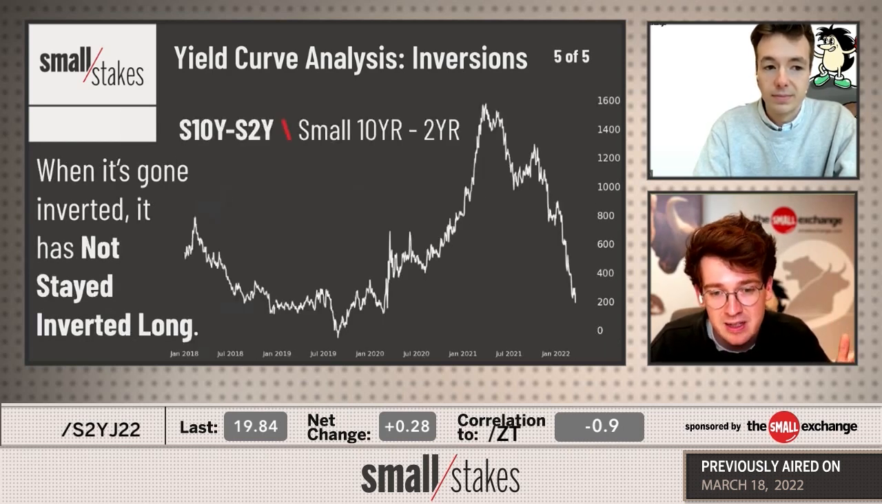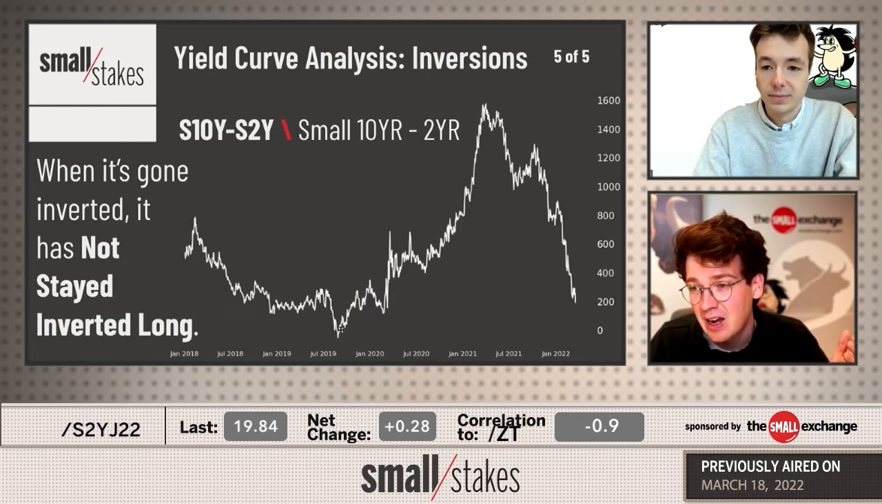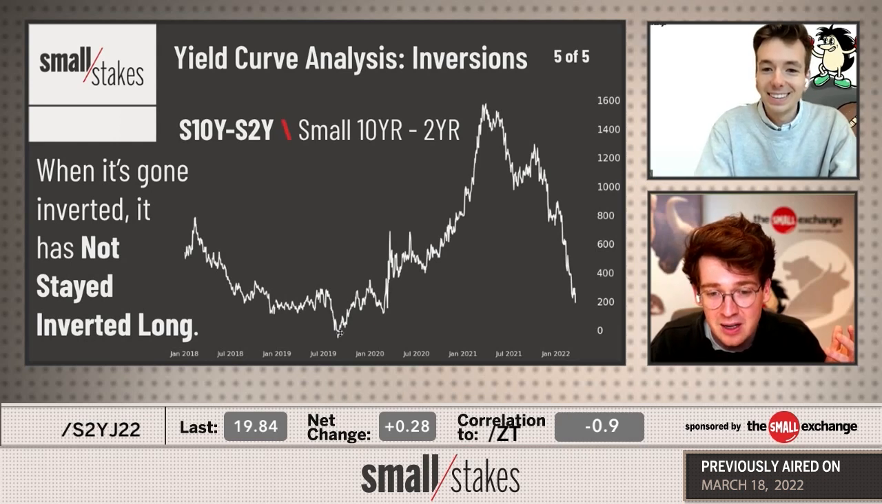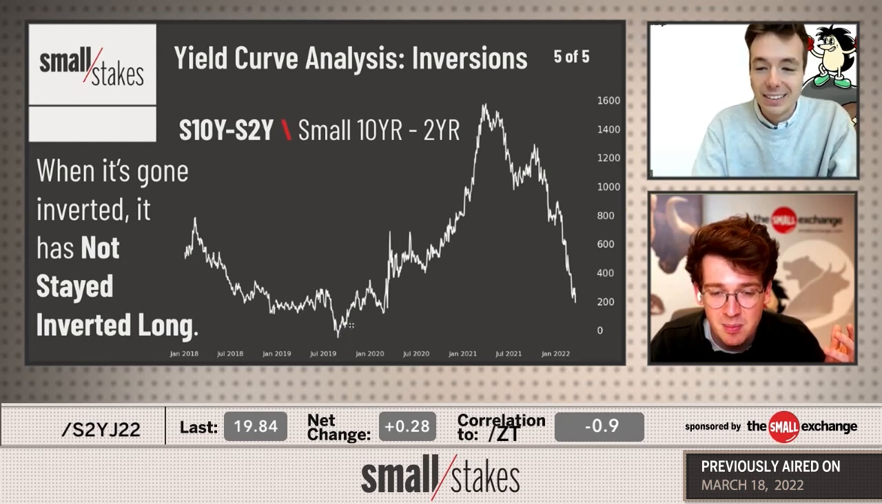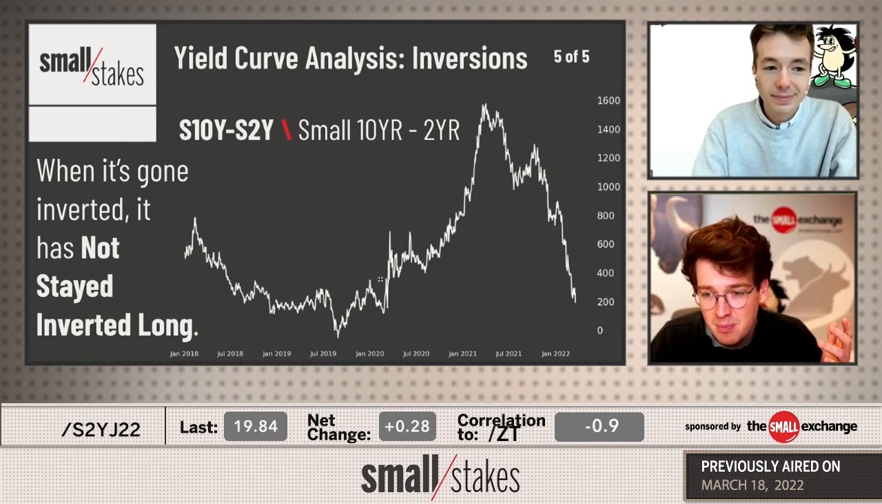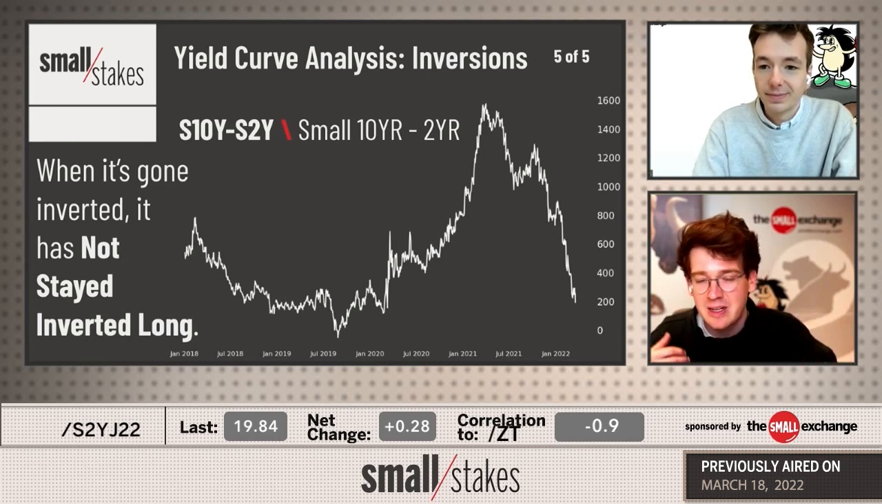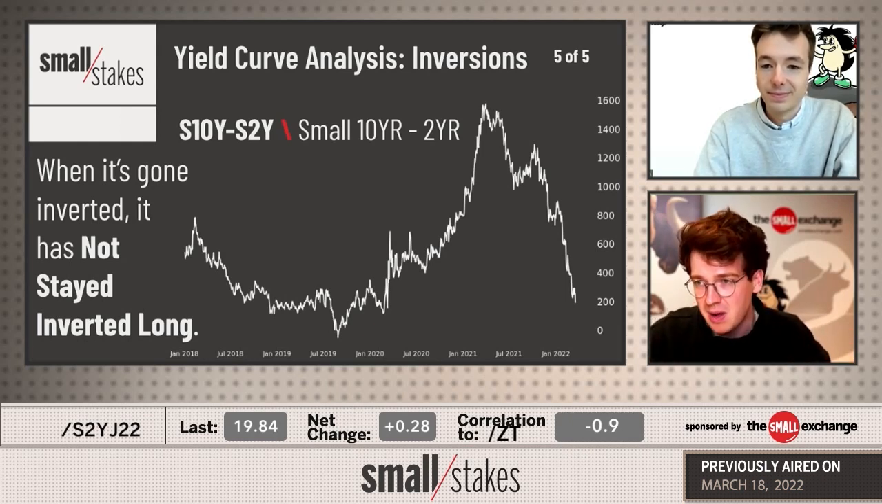Historically, Mikey, when we've gotten down here, the last time we went inverted for legitimately a couple of days was in the latter part of 2019, and it bounced right back off of that inversion. And we don't stay here for long. That's why I like to get on the other side. I like to put on the anti-inversion trade, which would be buying that 10-year and selling that 2-year on this exact chart, bouncing back. Exactly.